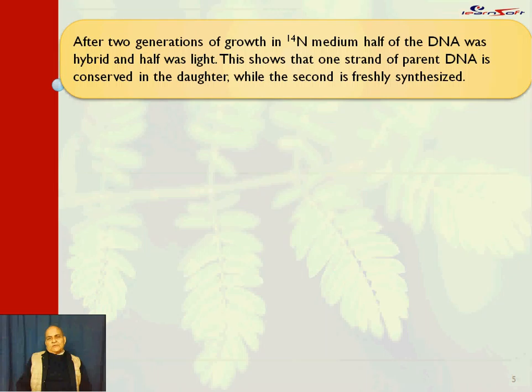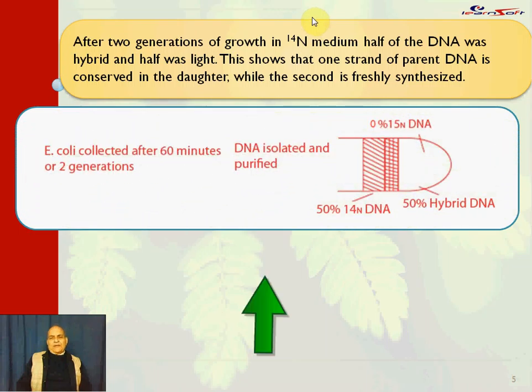After two generations of growing the E. coli in the 14N medium, that is after an interval of 60 minutes, when DNA was isolated from the E. coli, it was observed that out of the total, 50% was of lighter strand and 50% was hybrid. You can see here, after two generations the E. coli was taken out, DNA isolated and purified, and it was observed that 50% DNA was of 14N and 50% was hybrid DNA.